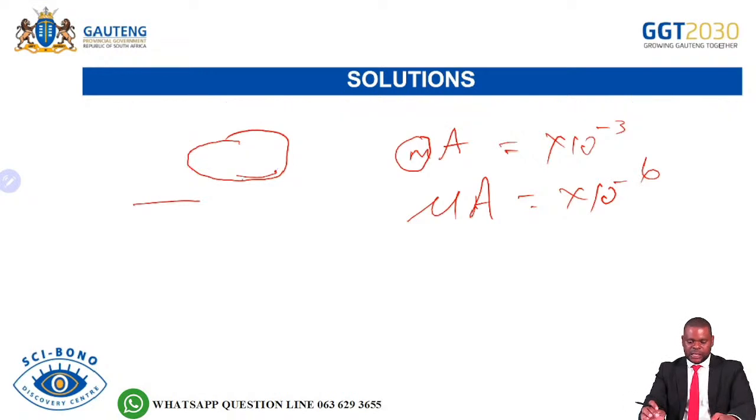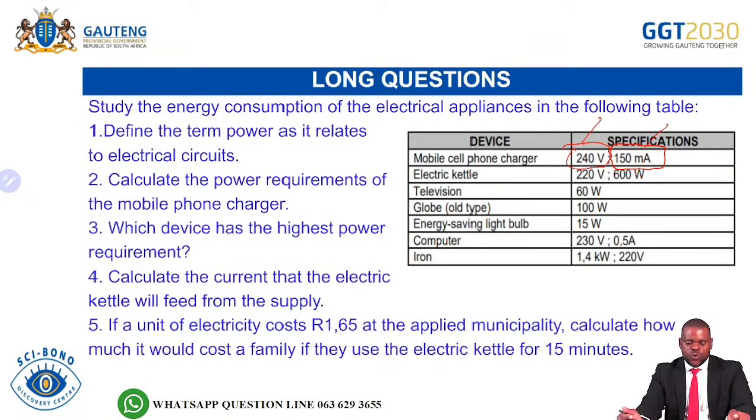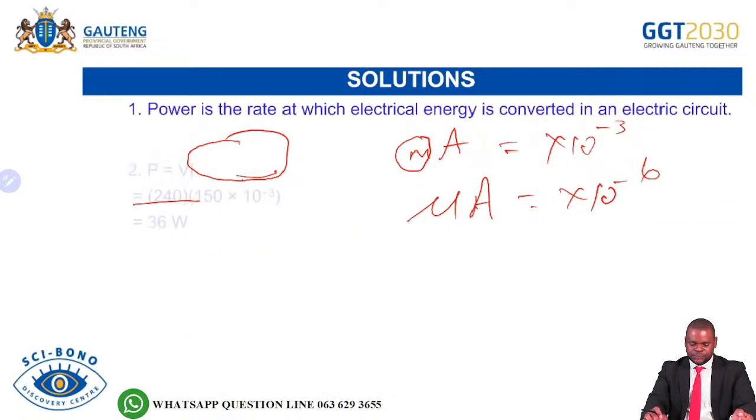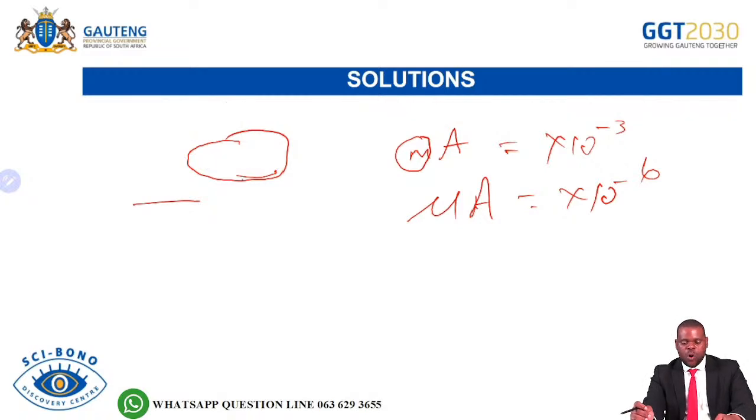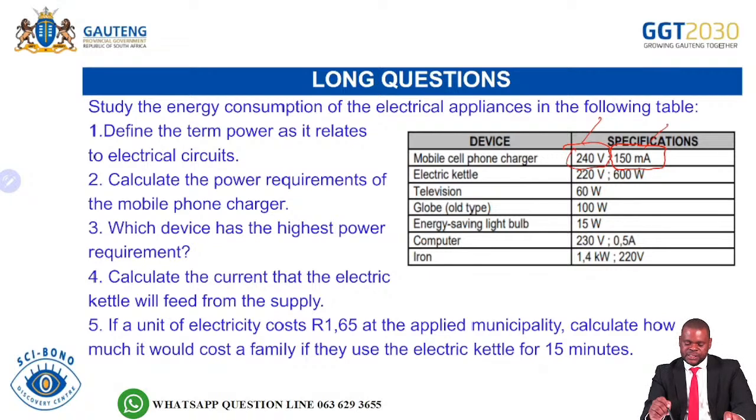The third question says, which device has the highest power requirement? Which one has the highest power requirement? Which one do you think? Is it the electric kettle or an iron? Let's see the answer. Iron is the one that has more power requirement. It is the one that eats your power at home more than any of these devices that we have here. Are we together? Okay, we looked at that.